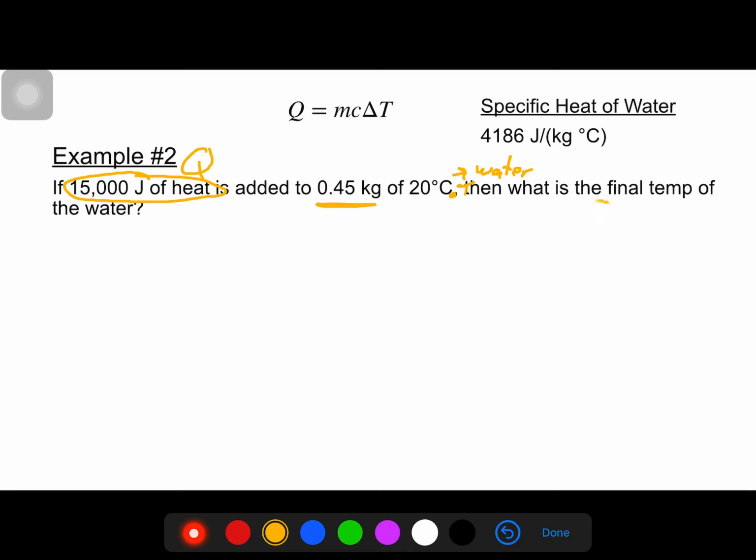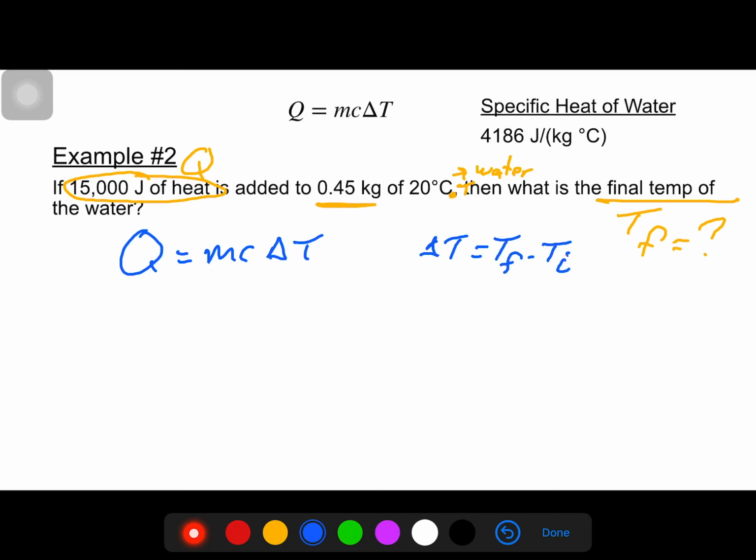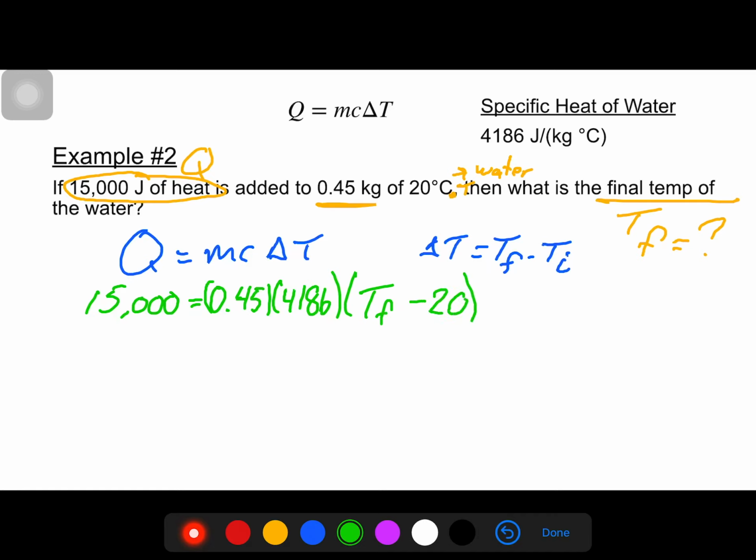Okay, so we're trying to determine the final temp. We're trying to determine that final temperature. So Q is equal to mcΔT, and remember, ΔT is Tf minus Ti. So if my Q is 15,000, it is equal to my m, which is 0.45, times my specific heat of water. So here's my specific heat of water. My specific heat is 4,186. And then my change in temperature is final minus initial. So that's my Tf, my unknown, minus my initial, which was 20.